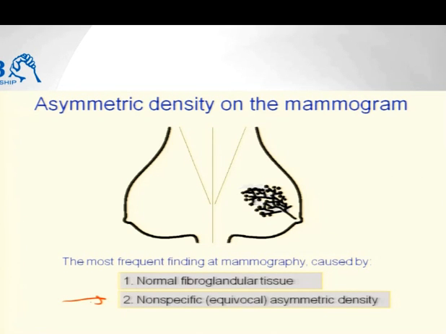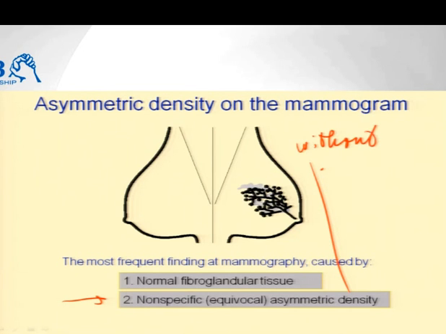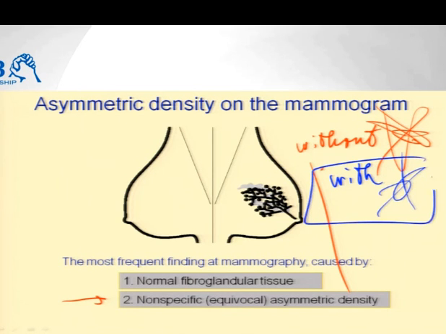Non-specific or equivocal asymmetric density. I'm looking for TDLUs and I'm looking for duct and I don't see them. Or I see only 2 out of 4 basic building blocks. There are 2 subtypes here. One is without architectural distortion. The other one is with architectural distortion. And I think this is much easier. If you miss a cancer, trust me, this is why you missed it.